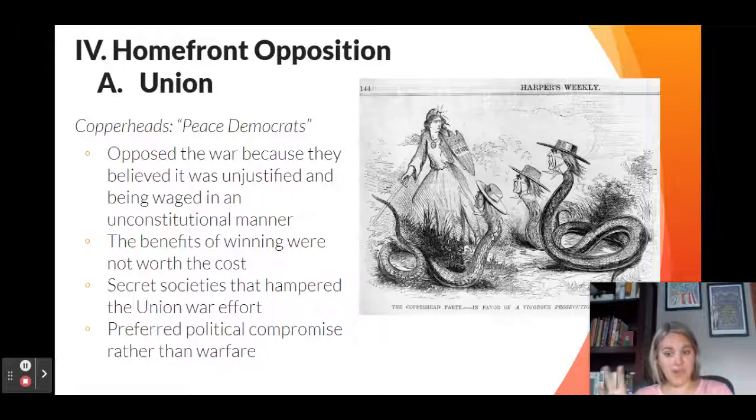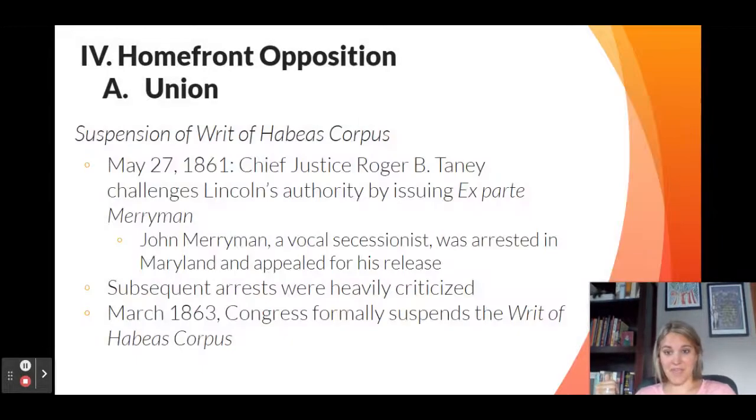They believed the benefits of winning were not worth the cost. Some peace Democrats wanted to actually allow the South to secede and have two separate nations. And so in some groups of these peace Democrats, of these Copperheads, they actually prevented the war effort. They tried to destroy the Union efforts instead of being supportive of the war.